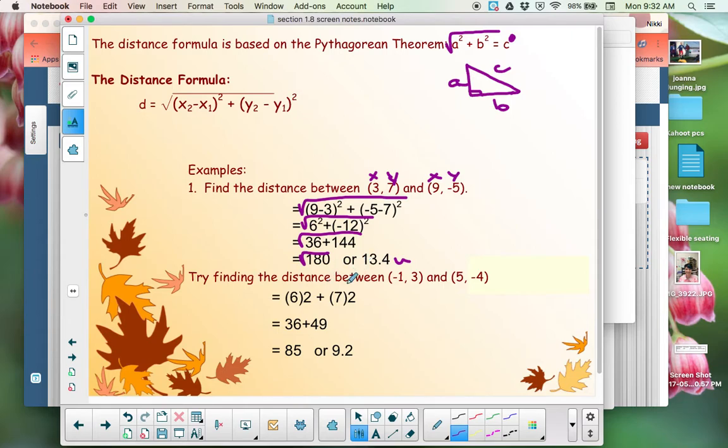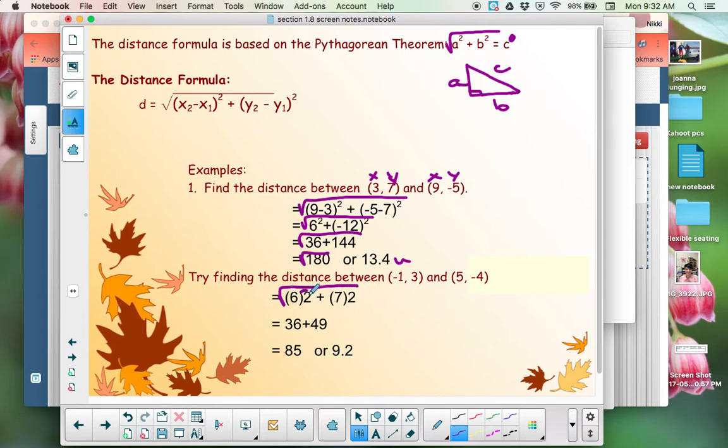A second one, just another example. This formula looks big and scary. It really doesn't take that long. I'm just giving you an abbreviated version here. I'm not writing everything out like I did in the first one. So the first thing you do is say, okay, what's the difference between my x values? The difference between -1 and +5 is 6. The difference between +3 and -4 is 7.